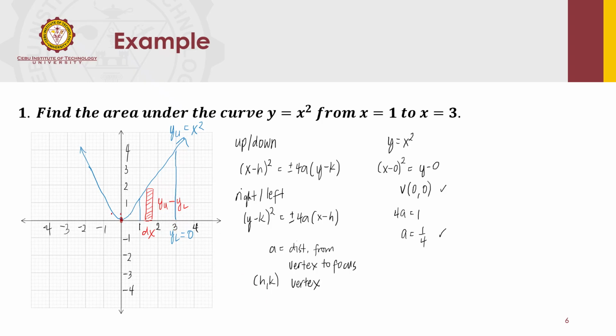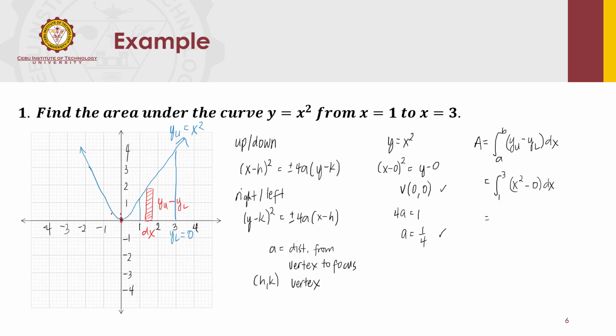So if we're going to write the definite integral, area is the integral of y upper minus y lower. Okay, so let me copy the formula from the previous slide. And then we have upper, which is x squared, and lower, which is 0, dx. And then from 1 to 3.